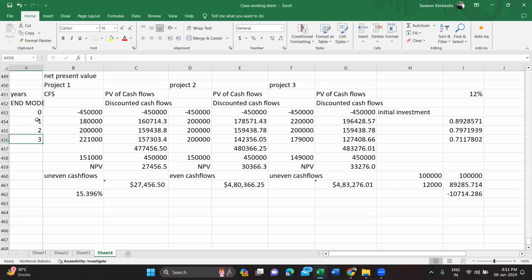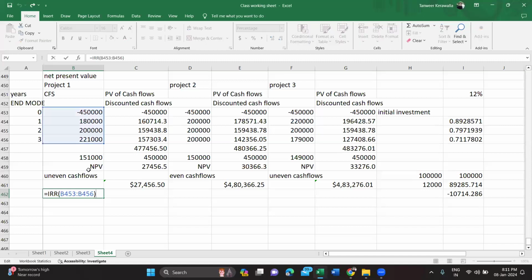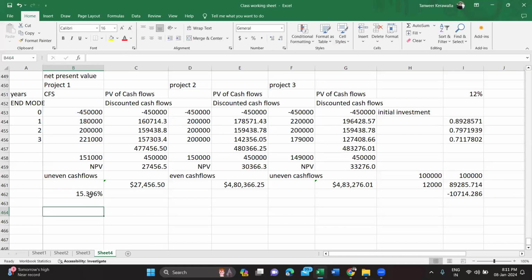0, 1, 2, 3. This is like beginning of first year, end of first year, end of second year, end of third year, in end mode. We are assuming everything is happening at the end of the year. So end of first year, end of second year, end of third year, and today's investment. What is going out, minus sign. What is coming in, plus sign. So if you have this format ready in Excel, then you can directly apply the formula of IRR and get the answer of IRR, 15.396%. That's the rate of return in present value terms.